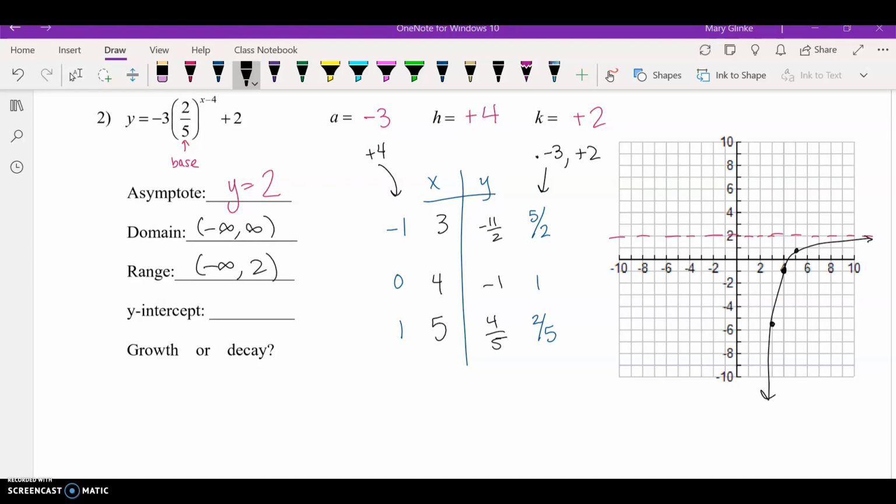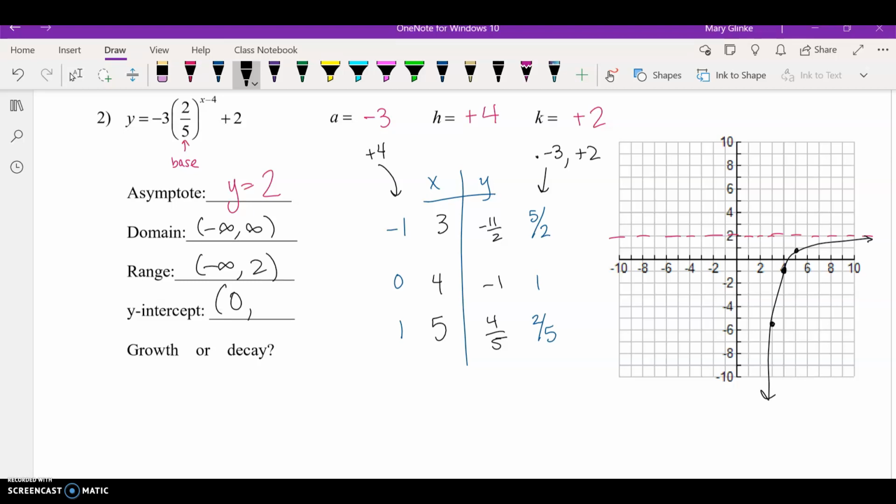Okay, so for this one here, you can see your table values should be 3, -5.5, 4, -1, and 5, 0.8. We can graph that and show that our graph is getting close to the asymptote and never touching it. Our domain is negative to positive infinity, and our range is negative infinity to 2 with a parenthesis.